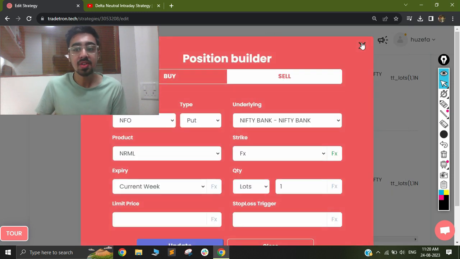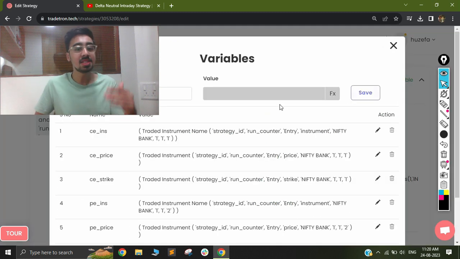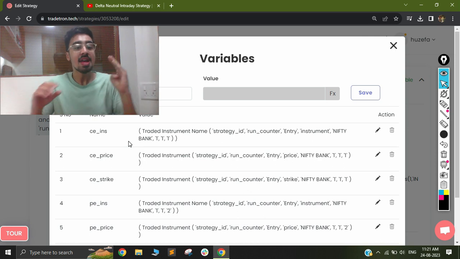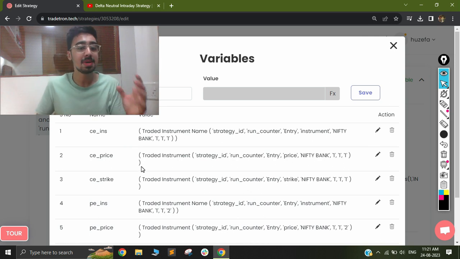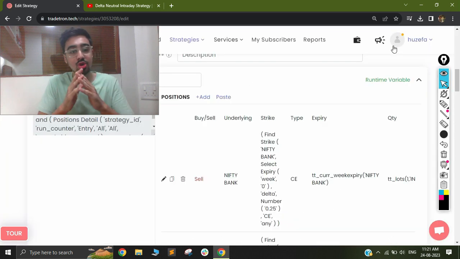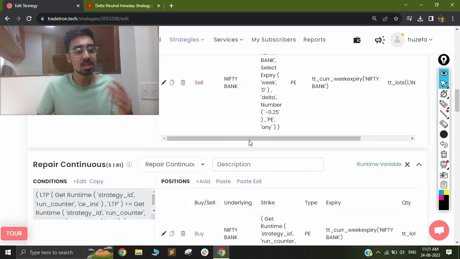Now, why I am building runtime variables is something you will understand using my repair continuous. So in my runtime variables, I have my call instrument being saved, my call price being saved, my put instrument being saved, put price being saved, and my call and put strike price being saved in my runtime variables. Now you don't need to know all of this. If you don't understand this, just duplicate the link which is in the description, and you will be able to access this entire strategy directly.